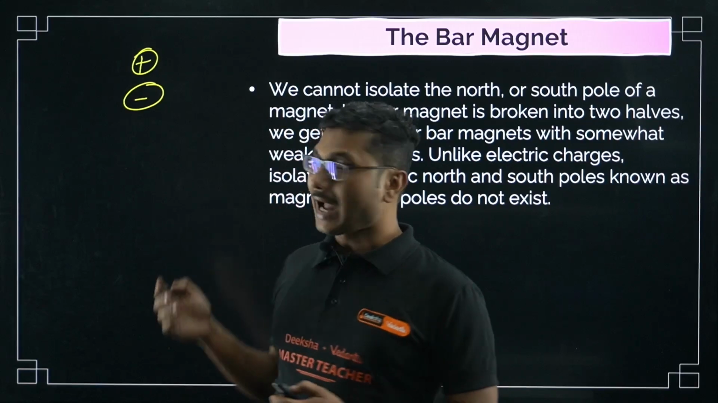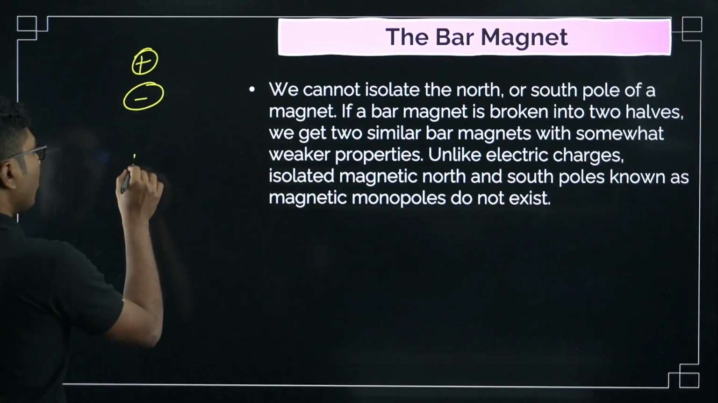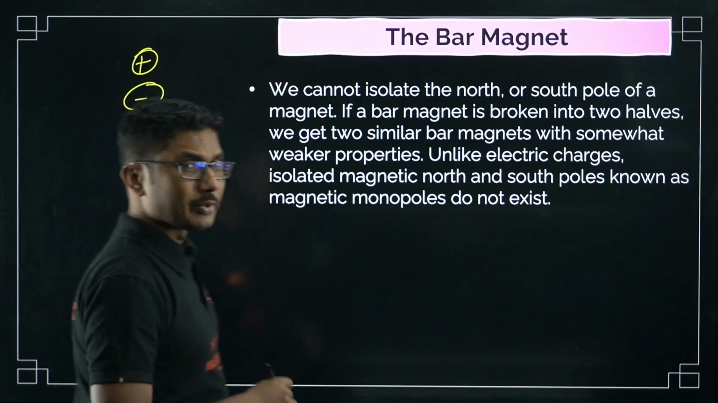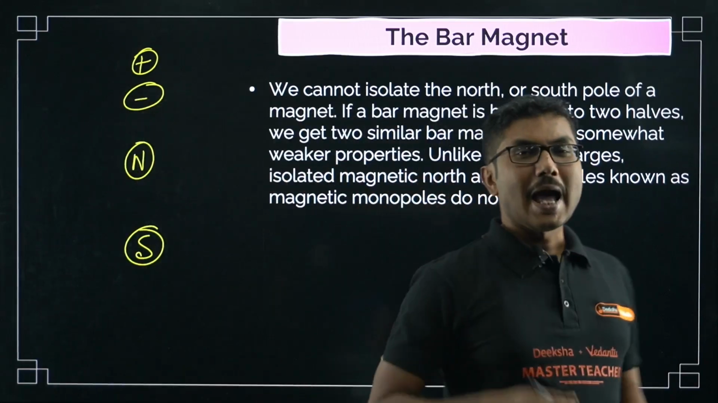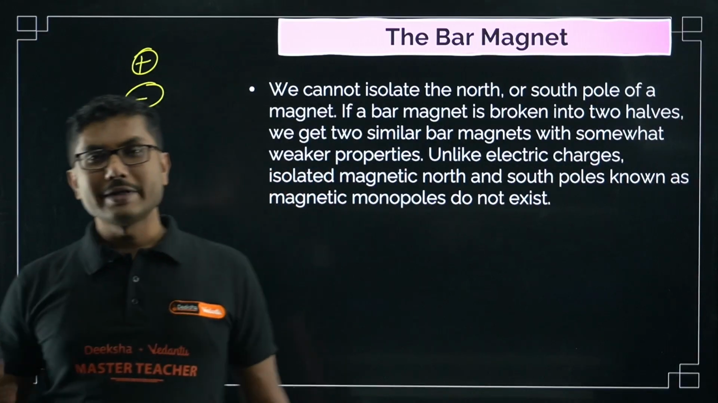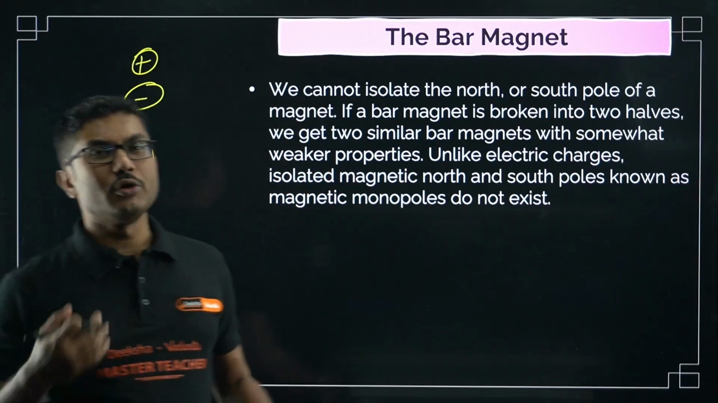You cannot say, okay, I have only a north pole, or only a south pole. It is not possible. Magnetic poles always appear in opposite pairs. Either you will always have a north pole and south pole together.